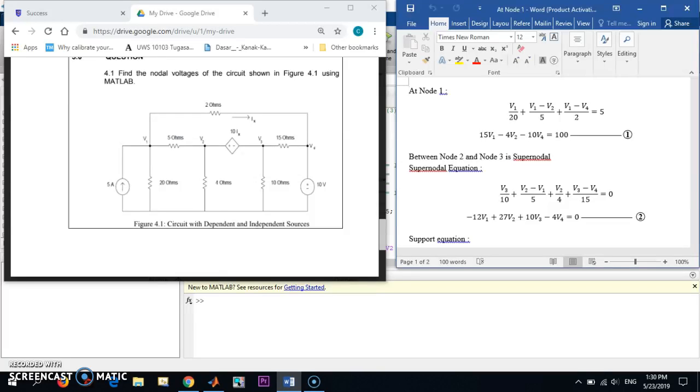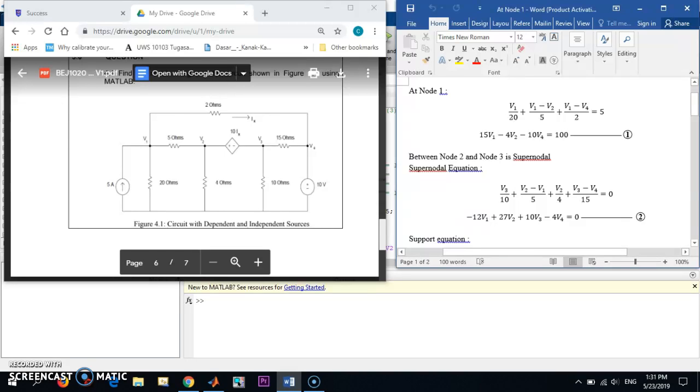So look at question 4.1. Find the nodal voltage of the circuit. To find the nodal voltage, we need to know about nodal analysis. The concept of nodal analysis is that the current entering equals the current leaving. So this is the solution for this question.